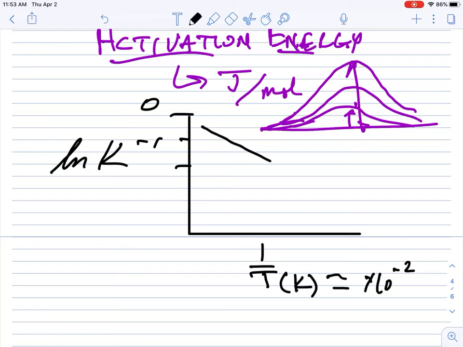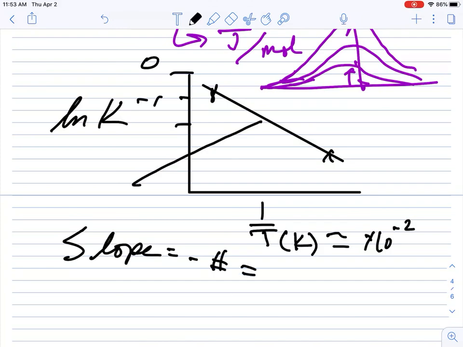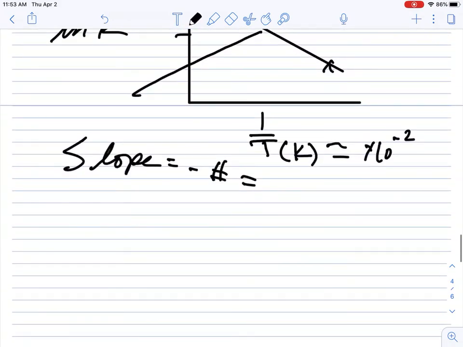So you're going to draw a line of best fit, like this, and you're going to find that slope. You're going to pick a couple of points and find the slope. Here's what's going to be important. That slope, which is going to be a negative number, is going to equal E sub A over R. So to find this activation energy, you're going to multiply R times your slope.